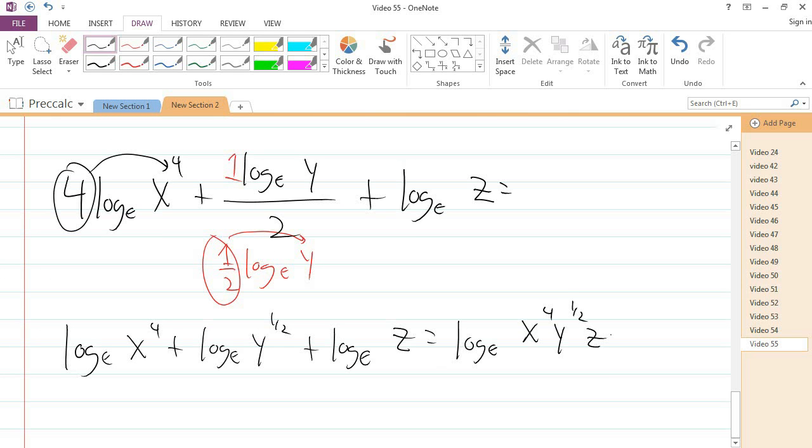So I can take many small logs and crunch them down as long as they are added up, or I can take a single large log and break it up. And each of these properties has its use. This property we'll use a lot when we solve equations with logs.